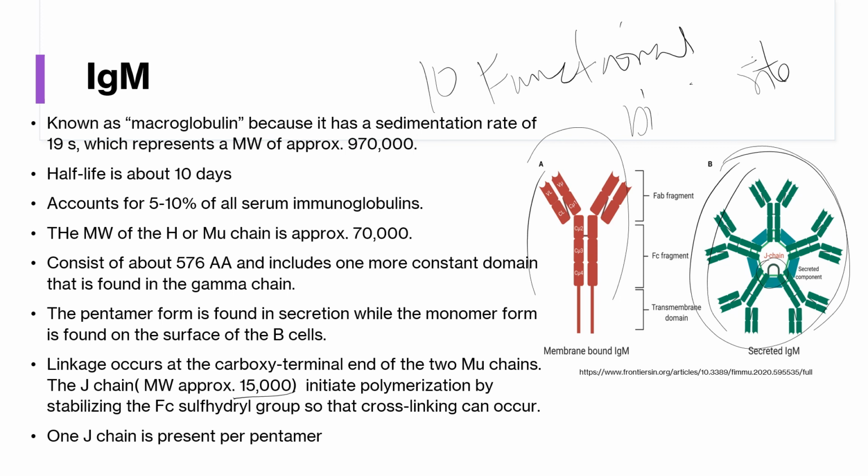Okay, so let's try to erase that first. Okay, now let's continue. The high valency of IgM antibodies compensates for the fact that they tend to have a low affinity for antigen.